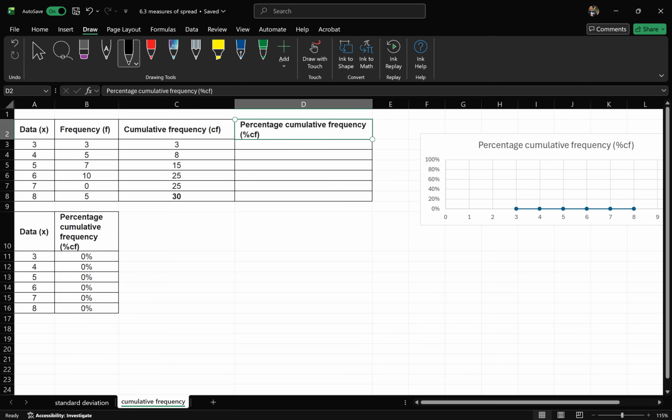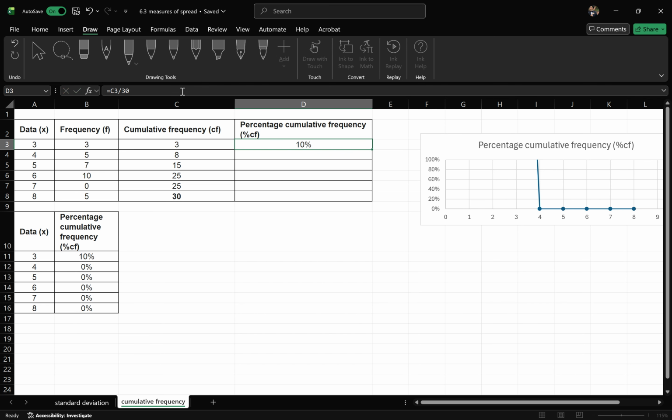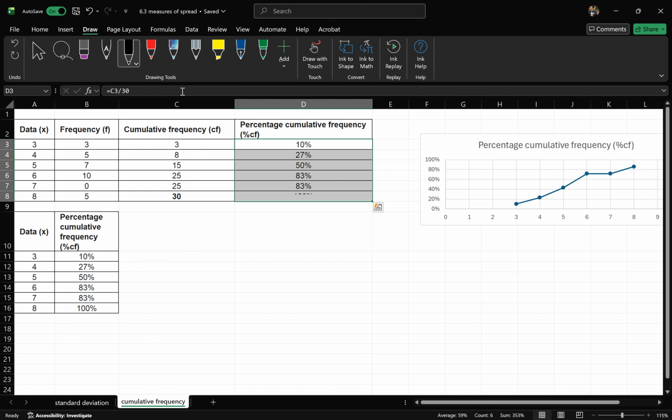So here we go. I'm going to type in the formula. Equals C3 divided by 30, because we know the total is 30, and then times 100. Well, what's going on there? Oh, it's already in percentage, is it? What does that give me? Oh, 10%. All right. Here we go. If I pull it all the way down, fill in the percentage. See how I got 27? The 27 is because I'm doing 8 divided by 30, then times 100. There's a difference between them.